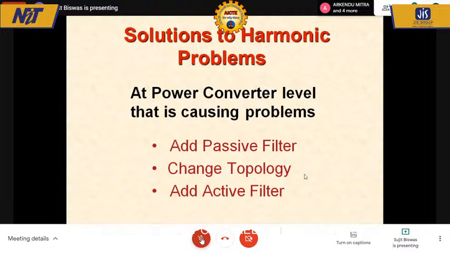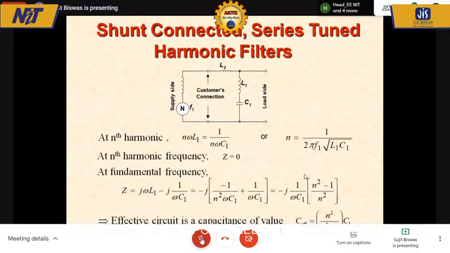So what is the solution to the harmonic problem? At the converter level, we can add a passive filter. We can change the topology. We can add something called an active power filter. Simple connection of passive filters looks like this.